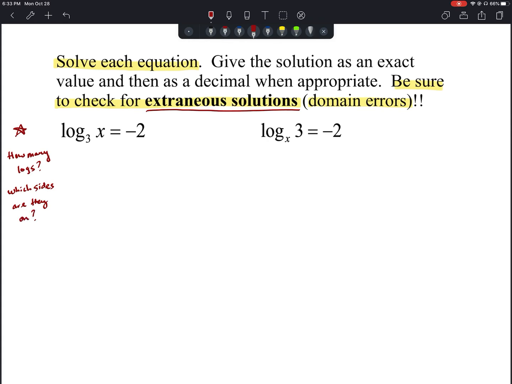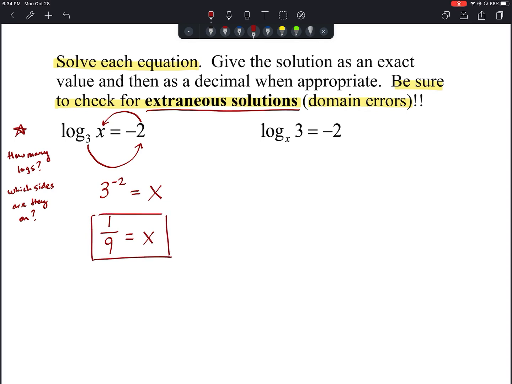Okay, in this case here, I have 1 log on one side. So anytime we have just 1 log on one side here, we can take this and rewrite it in its exponential form, right? We'll say 3 to the negative second power is equal to x. And that's pretty easy to do. 3 to the negative second power is 1/9. So therefore we get x equals 1/9.